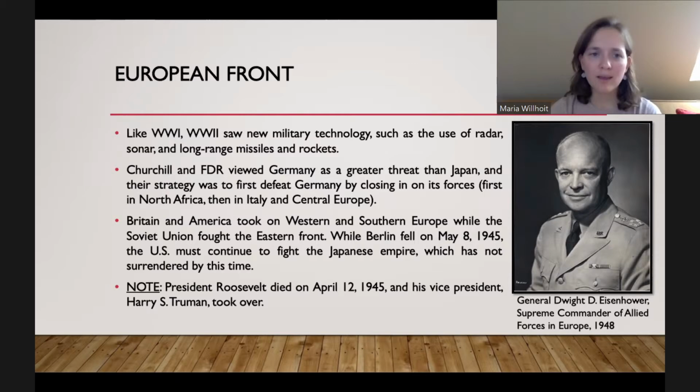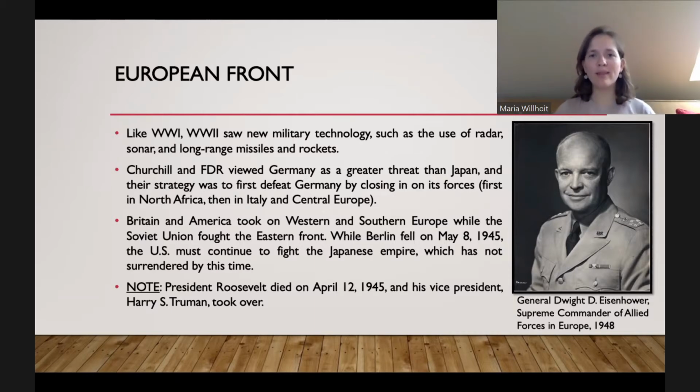And I will just say what I've learned is that Churchill and FDR viewed Germany as a greater threat than Japan. The strategy with Roosevelt and Churchill was first to defeat Germany and then move on to focus on Japan, because Germany, I guess, had greater consequences for Europe. And America's allies were in Europe. We didn't really have many allies in Asia.